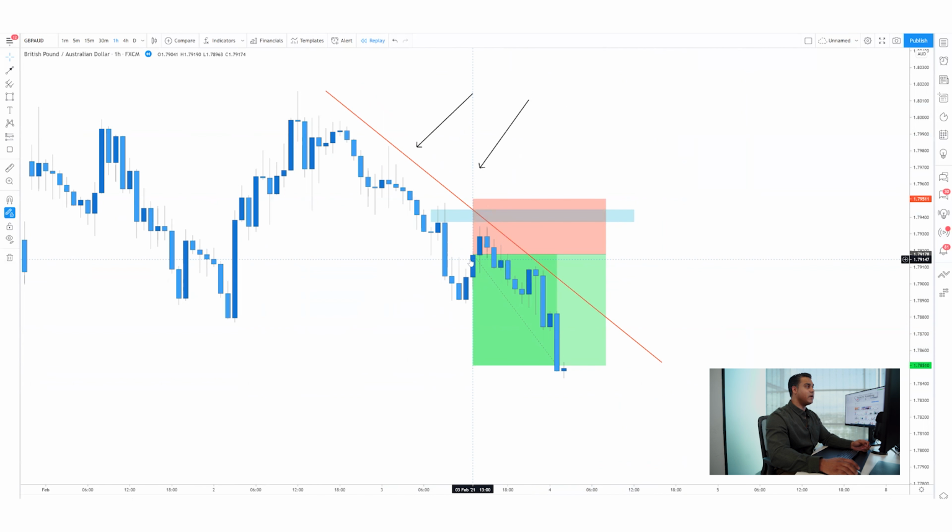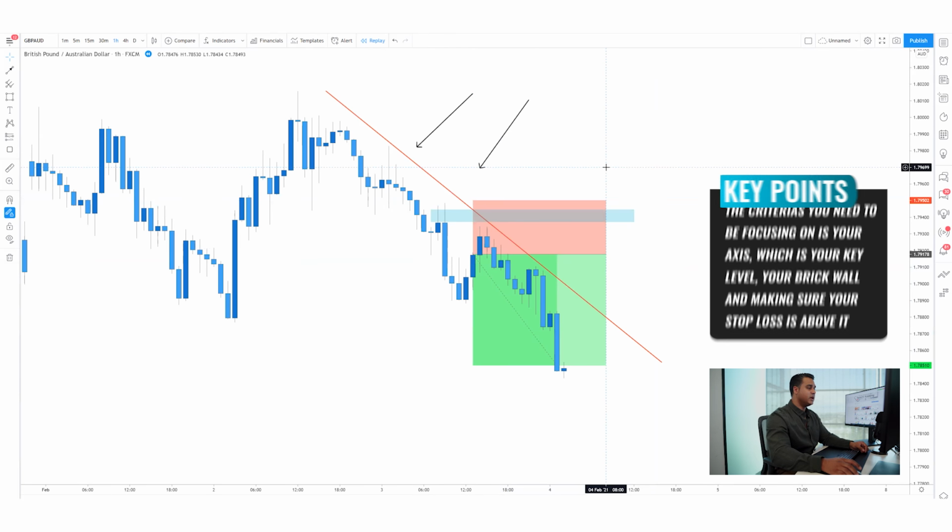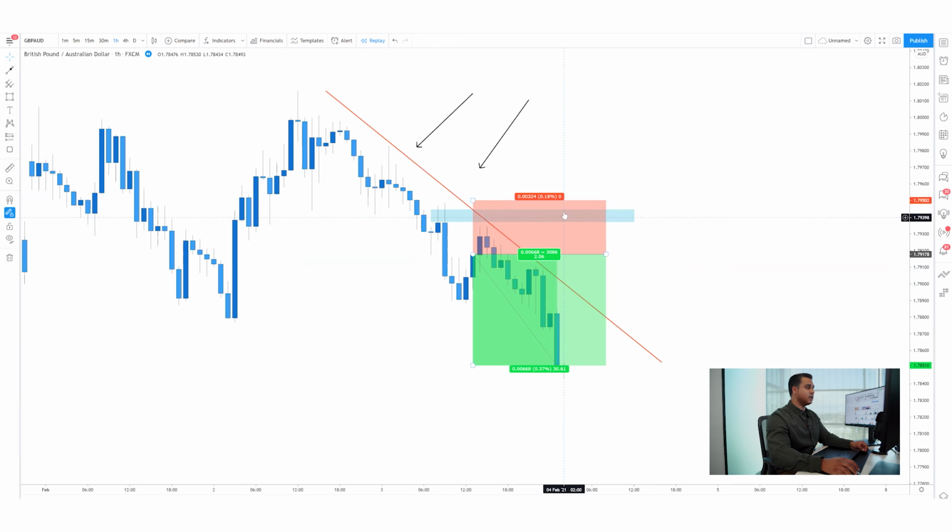So that's more of a mid-range opportunity there, not your perfect entry, not a late entry, but your mid-range entry. The criteria you need to be focusing on is your axis, which is your key level, and your brick wall, and making sure your stop loss is above it. Simple trend trading. Let's take a look at our third and final example.